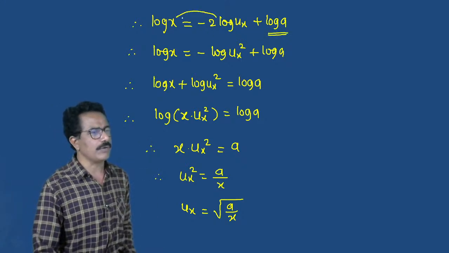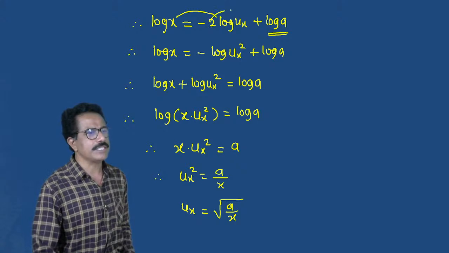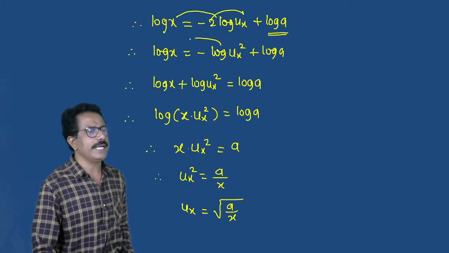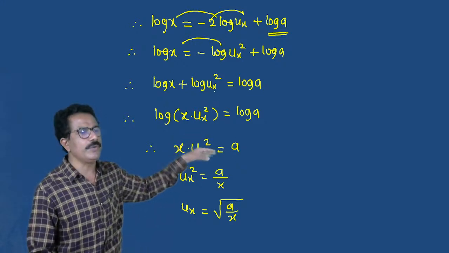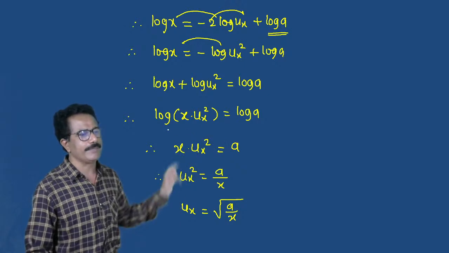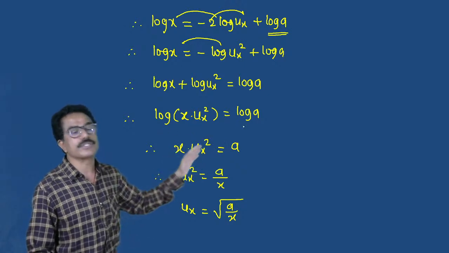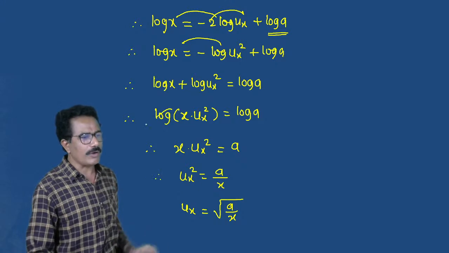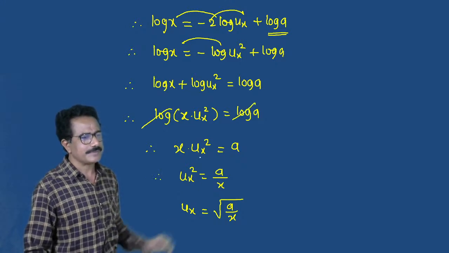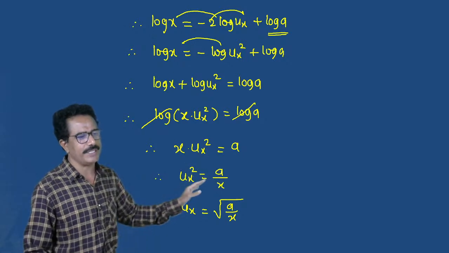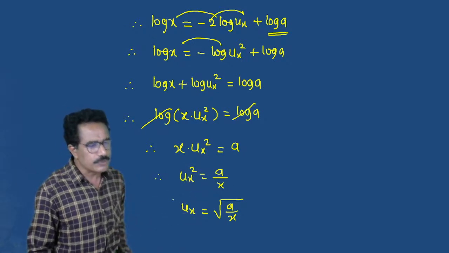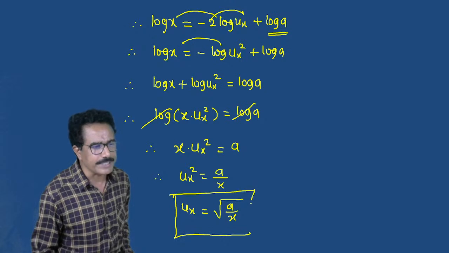So transfer this on left side. You can take this on index. So ux square plus log a. You can take on the left side. So log x plus log of ux square which is equals to log a. So log of x into ux square is equals to log a. Log cancel होतं. x into ux square is equals to a. So ux square is equals to a divided by x. So we can find the value of ux in this way.